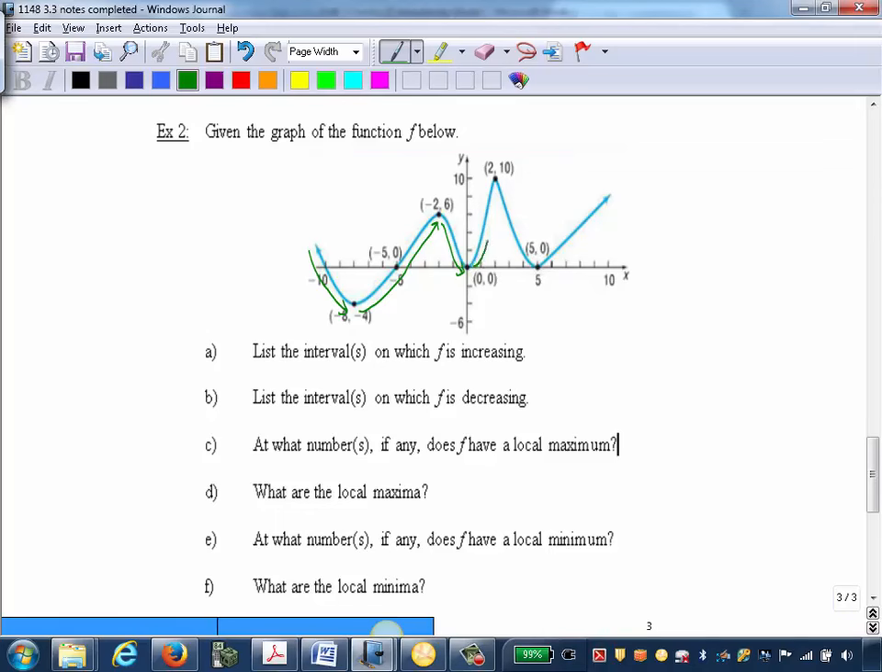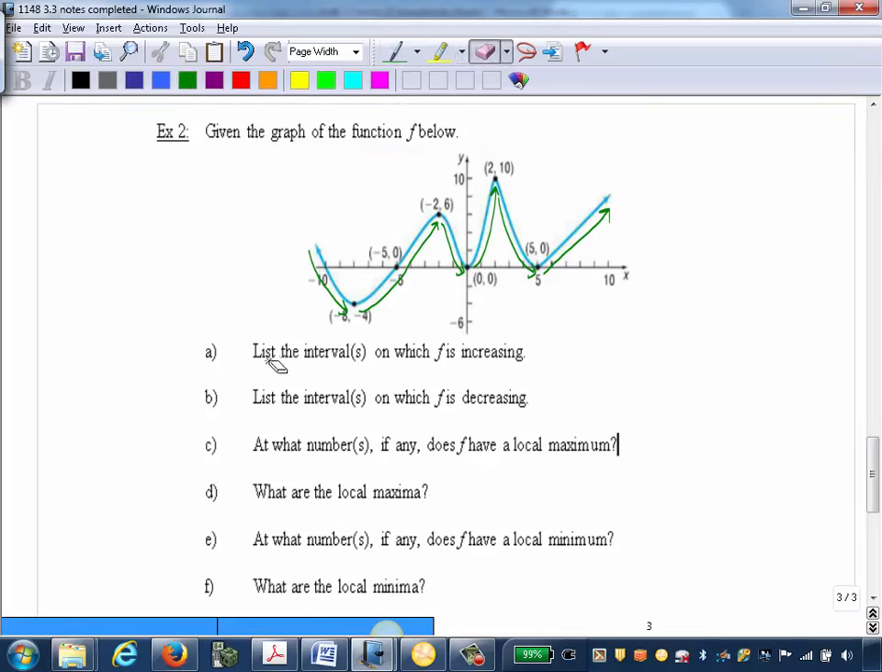Then it changes direction again. It starts to rise, so I'm going to put an up arrow until it hits that peak, that local max at 2, 10. It turns around again. It starts to decrease, so I'm going to put a down arrow indicating that it's decreasing. Then I continue to the right. It increases infinitely.